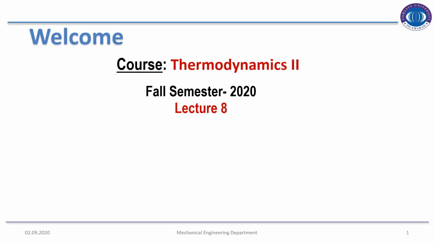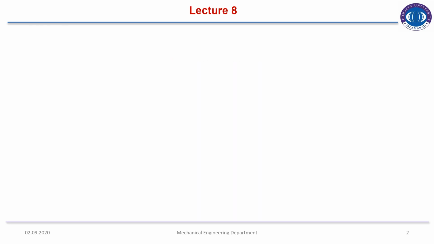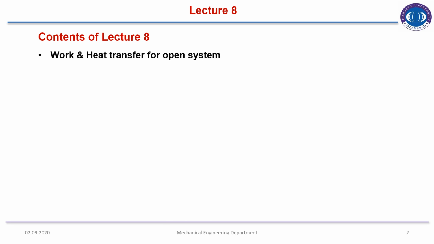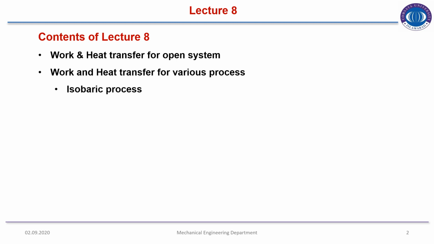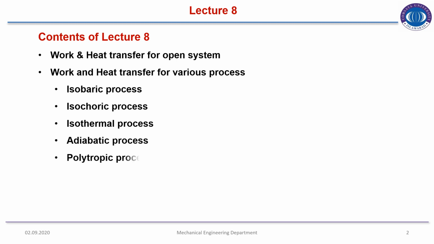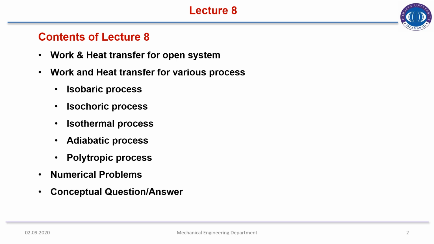I welcome you all to the 8th lecture of Thermodynamics 2. Lecture 8. Contents of Lecture 8 are work and heat transfer for open systems, and work and heat transfer for various processes. These processes include isobaric process, isochoric process, isothermal process, adiabatic process, and polytropic process. Then we will solve some numerical problems and we will go through some conceptual questions and answers.